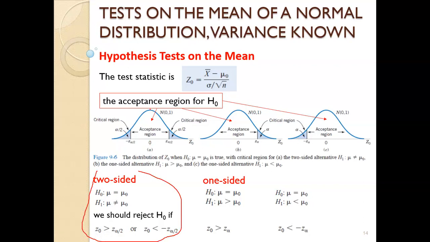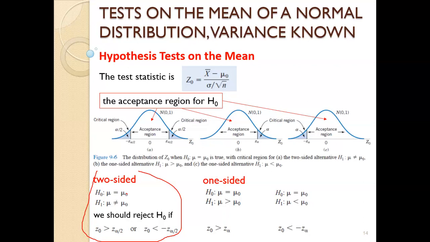This is for normal. We have to identify the accept region. This is the reject region, reject region alpha divided by two. You have to calculate Z alpha/2 and minus Z alpha/2. And for the two-side case, we have H0: mu equal to mu 0. Mu 0 is your standard, your spec. And H1 is not equal.